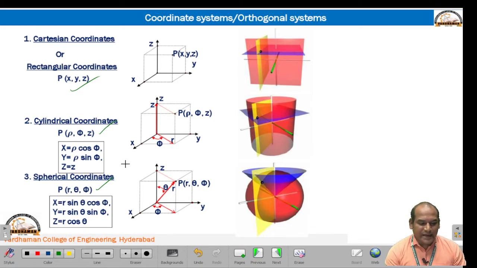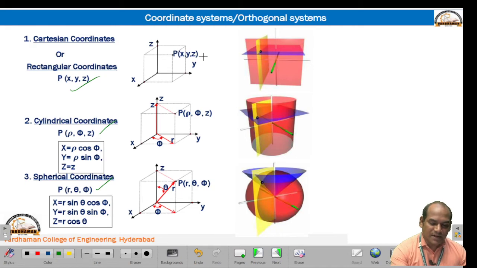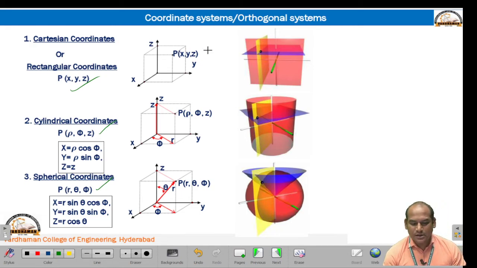So, in case of Cartesian coordinate system, one box can be represented as a space. The space itself is assumed as a box, a rectangular box, but in case of cylindrical coordinate system the space itself is assumed as a cylinder. In case of the spherical coordinate system the space is assumed as a sphere.